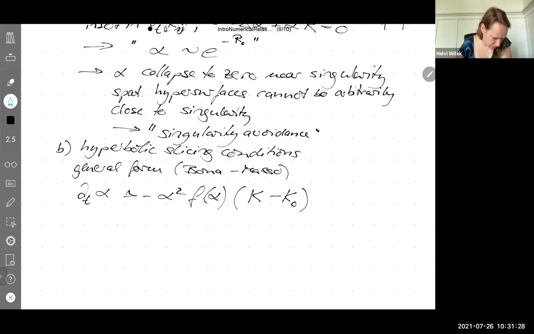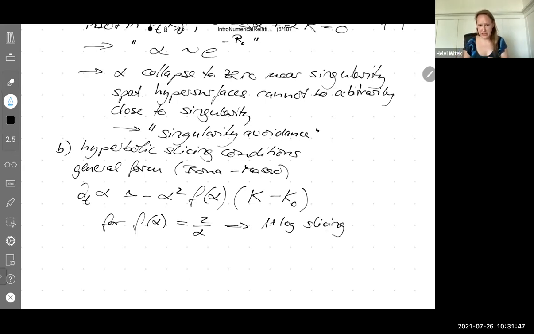Now, if we were to choose this function f of alpha to be 2 over alpha, then we find what we call the standard 1 plus log slicing condition, which is typically used in simulations together with BSSN or Z4 type formulations. You can also find, for a different choice of this function, a relation to the harmonic gauge that I mentioned earlier. I'm just not going to write this down here. So let's focus on this 1 plus log slicing condition. That is, we have now something where the time evolution of our lapse is determined by minus 2 times alpha times the trace of the extrinsic curvature minus some background curvature.